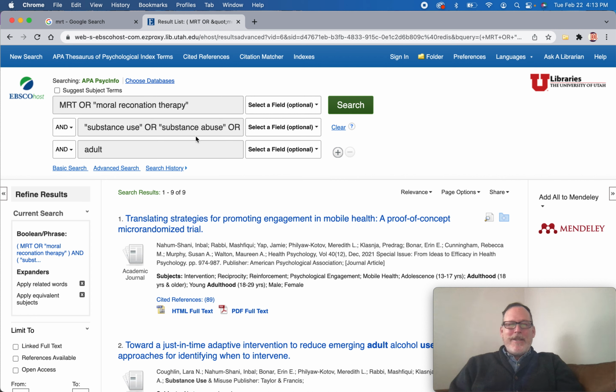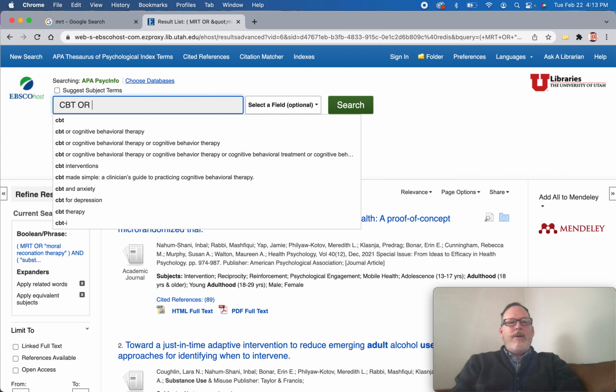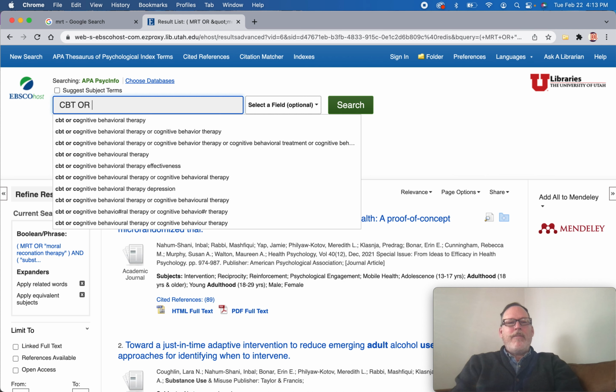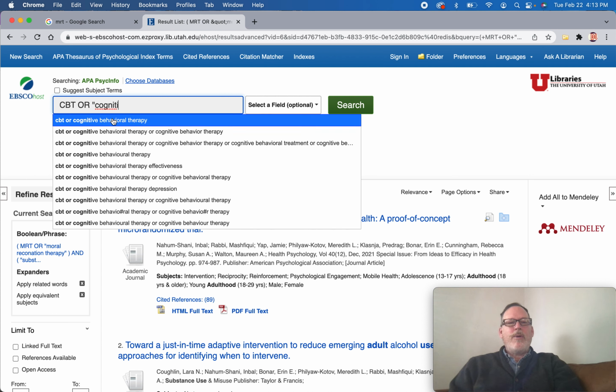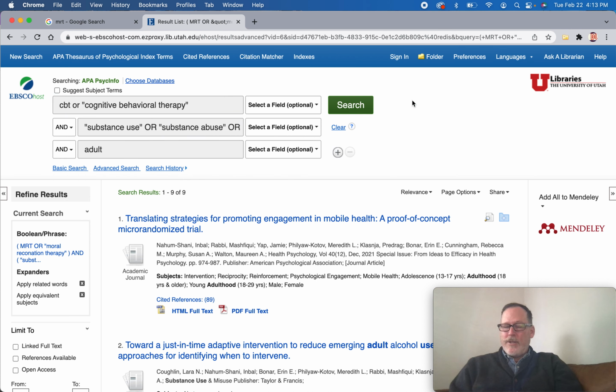How would you do the other one? You would just go up in those same ones. It doesn't matter if it's caps or not. Or cognitive. Oh, I forgot my quotes. Cognitive. I'm just going to put quotes on the one that they already have, instead of making you suffer through my typing. Okay, same search, except a different intervention. And there's going to be way more.